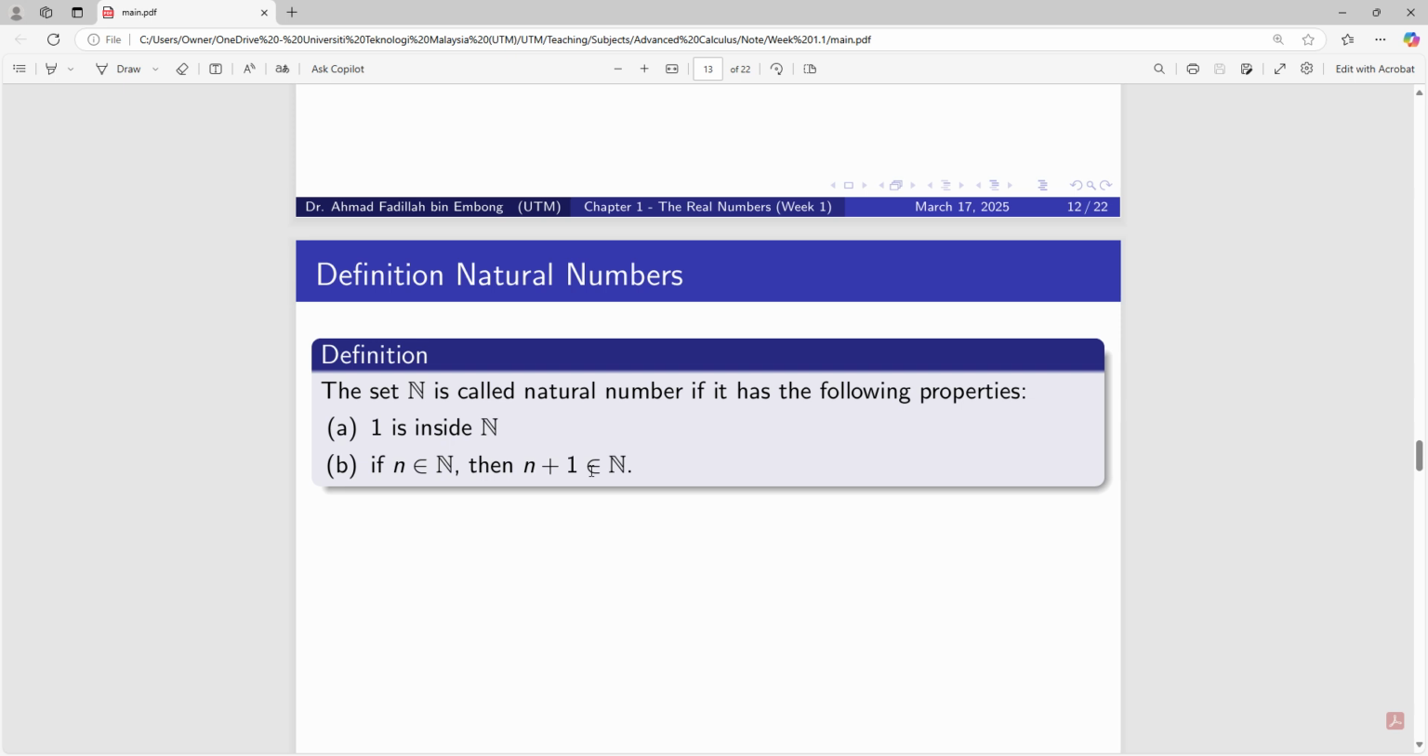And then how do we construct 3 in the natural numbers? You know that 2 is inside the natural numbers, so you put n equal to 2. Then 2 plus 1 is equal to 3. So 3 is inside the natural numbers. And so on. You know that 1, 2, 3, 4, 5, 6, 7, 8, 9, 10, and it will never end. So this is called the natural numbers.